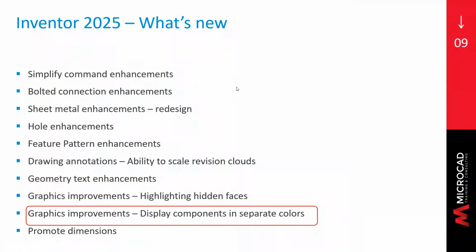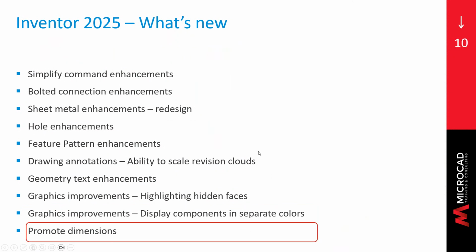And the last one, also one of my favorites, is the promote dimensions option. So basically, for all the people out there that are used to creating 3D annotations that maybe don't need to send drawings and they just use the model environment to send some annotations, that one is for you. That promote dimensions one, right?